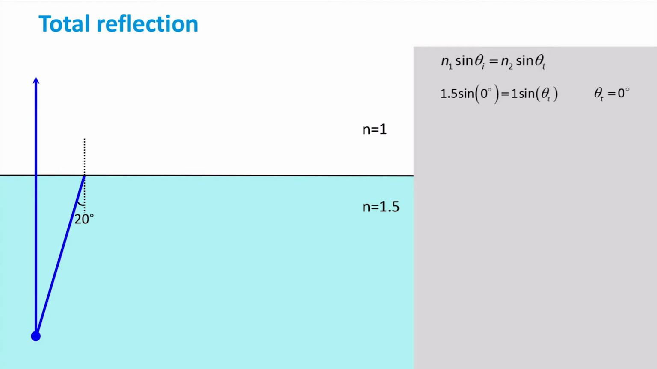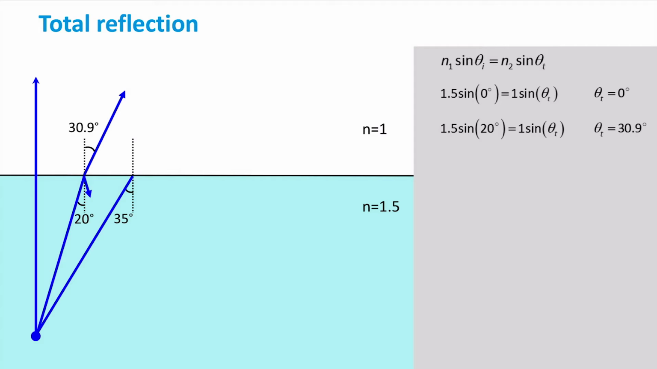Now we consider a second beam with an angle of incidence of 20 degrees. With a refractive index of 1.5 and 1, the beam is refracted at an angle of 30.9 degrees. A fraction of the intensity of the beam is reflected. A beam with an angle of incidence of 35 degrees is refracted at an angle of 59.4 degrees. This shows that as the angle of incidence increases, the angle of refraction increases even more strongly.